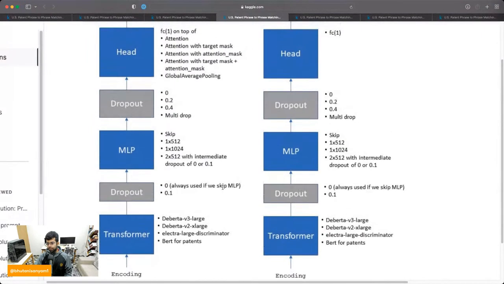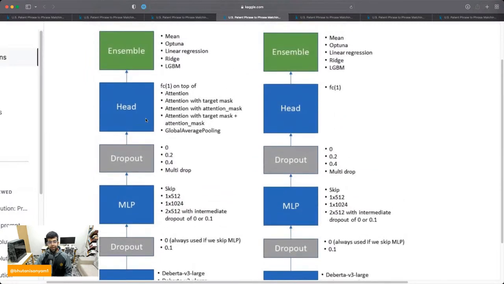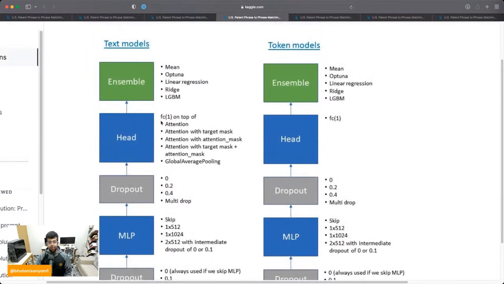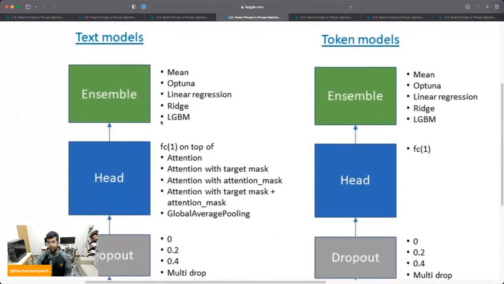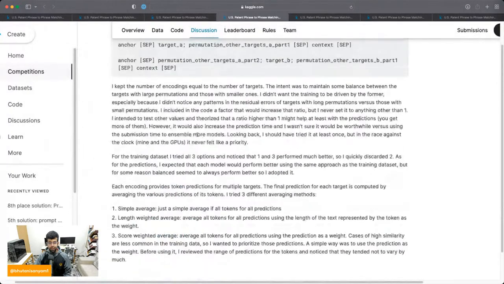Dropout was used. And it was 0 if you're skipping a multi-layer perceptron. After that, there was a multi-layer perceptron and the layer sizes have been mentioned. And at the end of it, a head was added. So for text models, an attention head was added. And for token models, this was simply passed on. For ensembling, the mean was taken, Optuna was used, linear regression, ridge regression, and LGBM were used. So let's read that in the text.